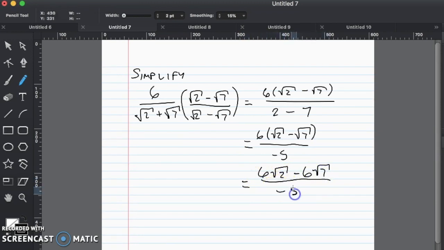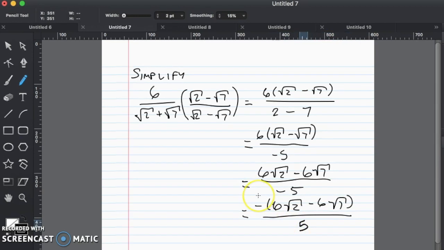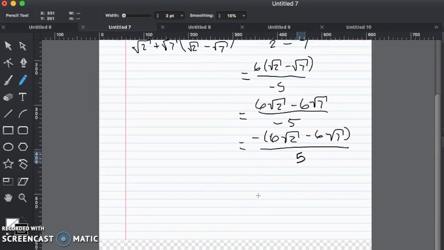all over negative 5. Okay, and typically we want to get rid of this negative if we can. We can actually move it to the top. So we can go negative 6 radical 2 minus 6 radical 7 all over 5. Okay, I'm just moving a negative 1 to the top. Still doesn't change my number at all.